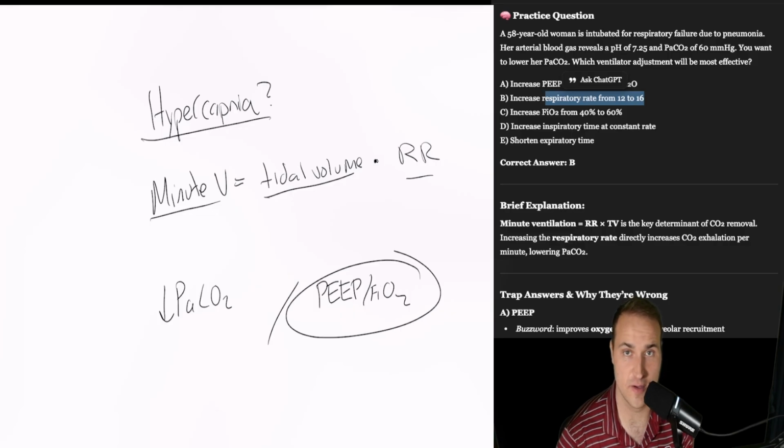And they're trying to throw in some distractors like your PEEP and FiO2. Well, that's all oxygen stuff. That's oxygenation, not ventilation. So it doesn't help to throw out the oxygen if you can't get rid of the CO2. So this question is getting at the heart of oxygenation versus ventilation.